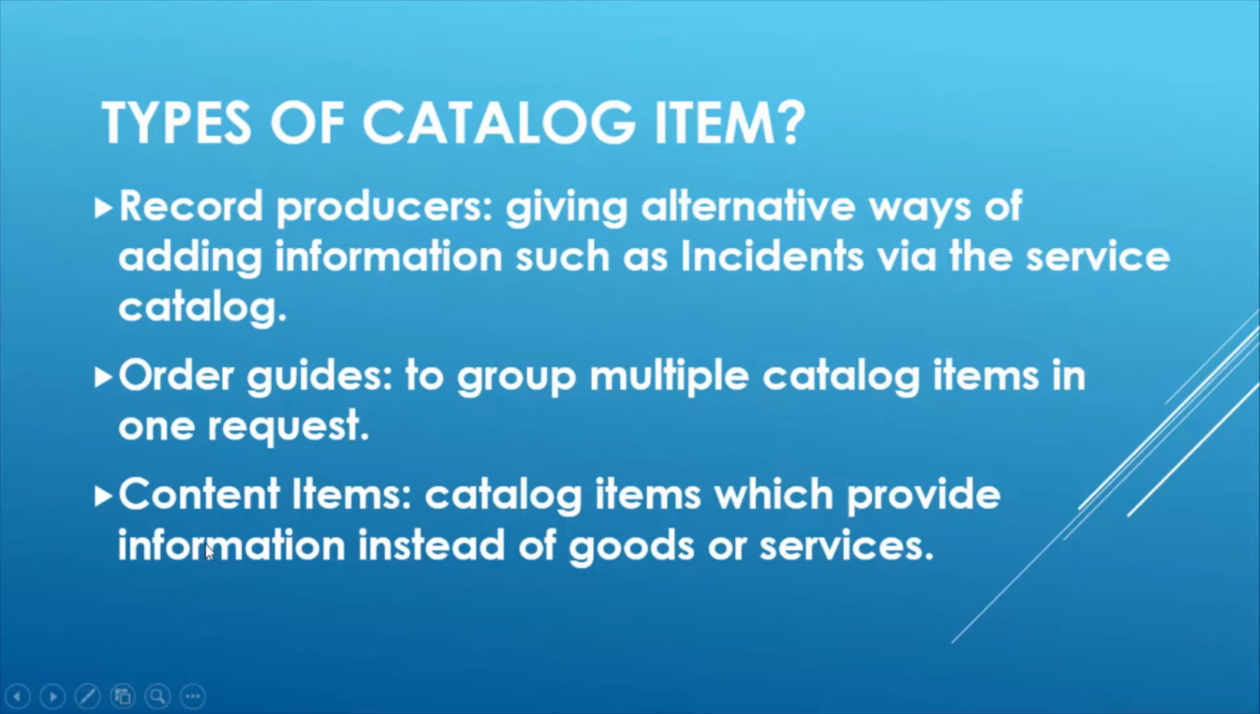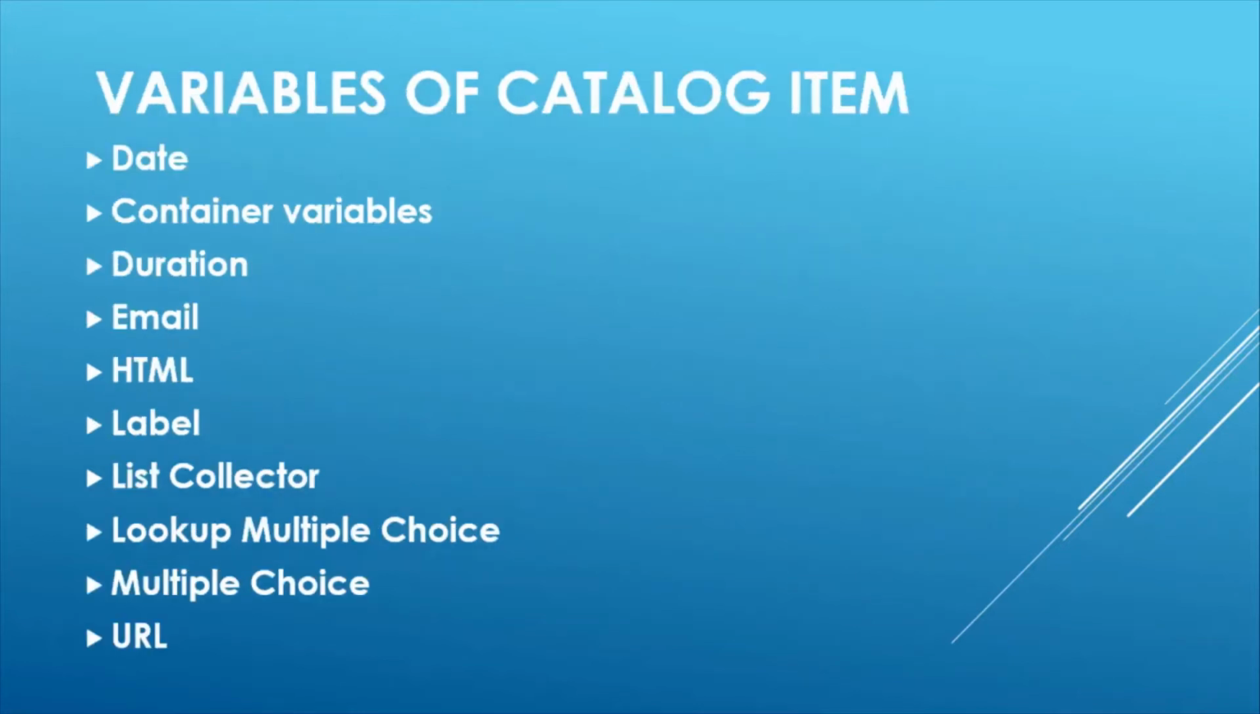And third is content items. So catalog items which provide information instead of goods or services. So a content item is something which provides information instead of goods or services. Okay, so let's go to our next slide and we'll try to understand variables of catalog items.